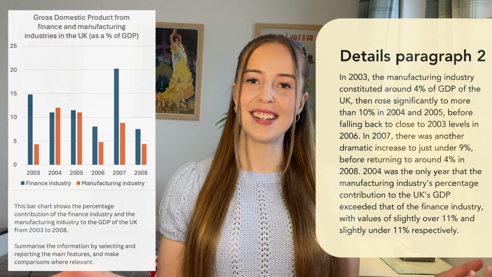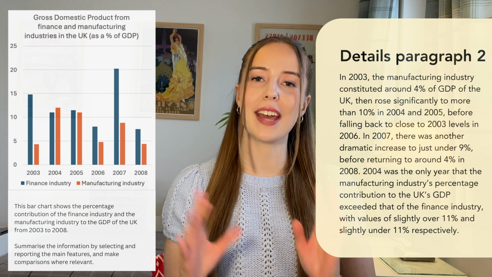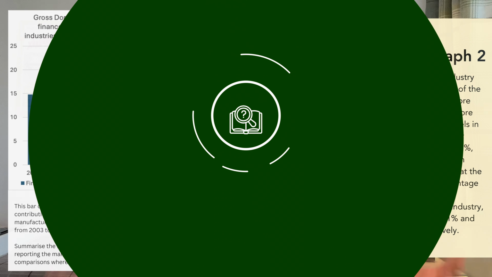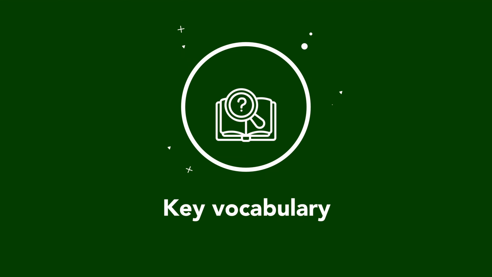So that's us done. As we can see, if we break it down into this structure step by step, it's really so much easier to tackle. Let's just highlight key vocabulary that you need to know. So we need to describe data and general trends over time. So we can use to decline steadily, to fluctuate, decrease, resurgence, receding or recession, to rise significantly to more than, to fall back to close to, dramatic increase, values of slightly over.